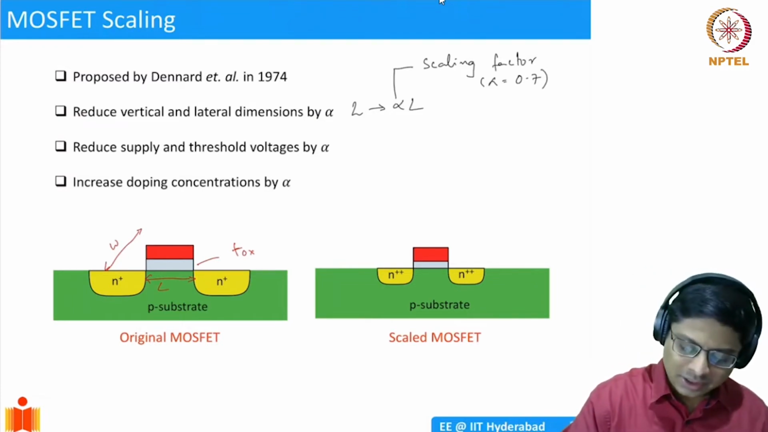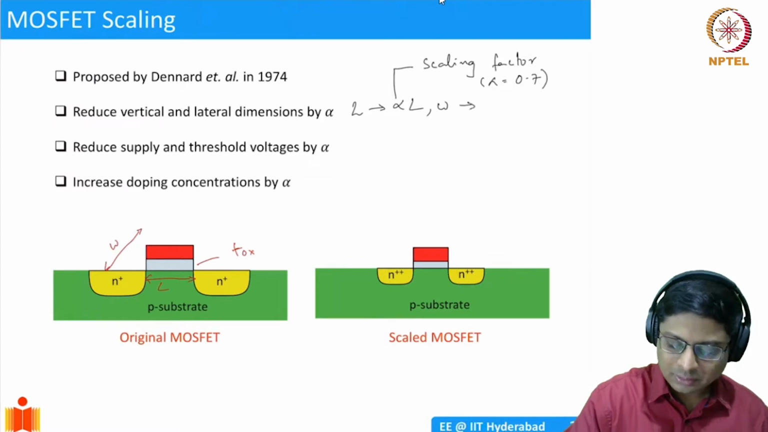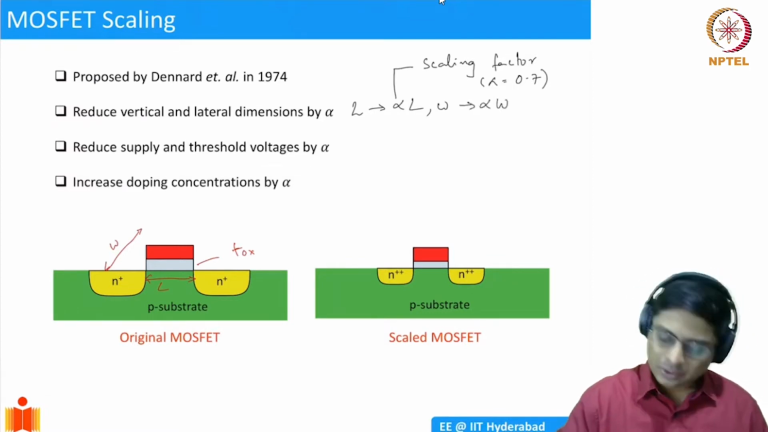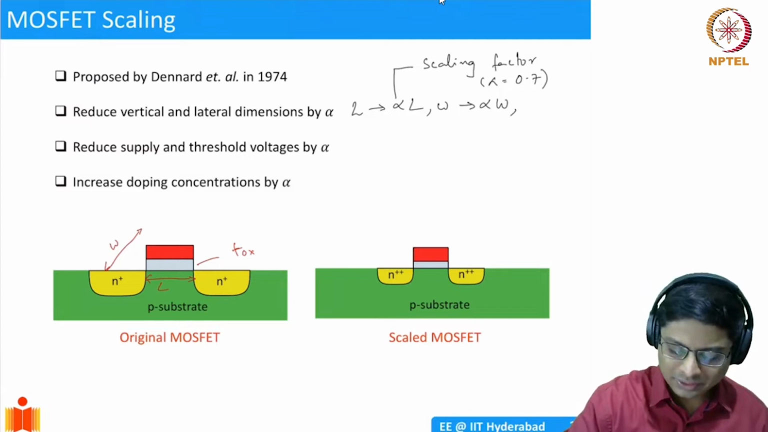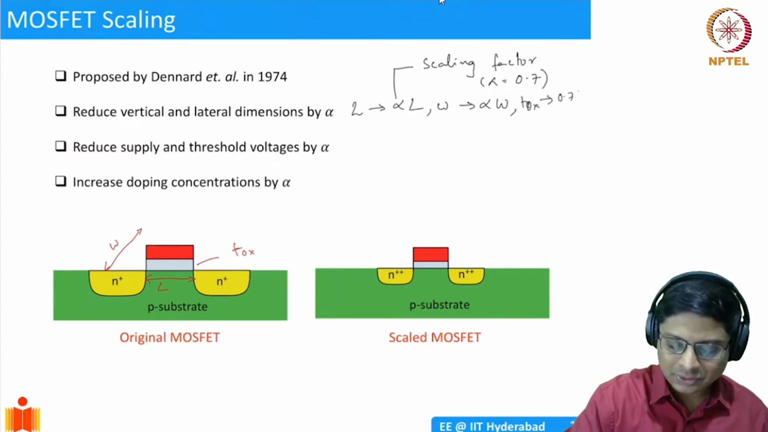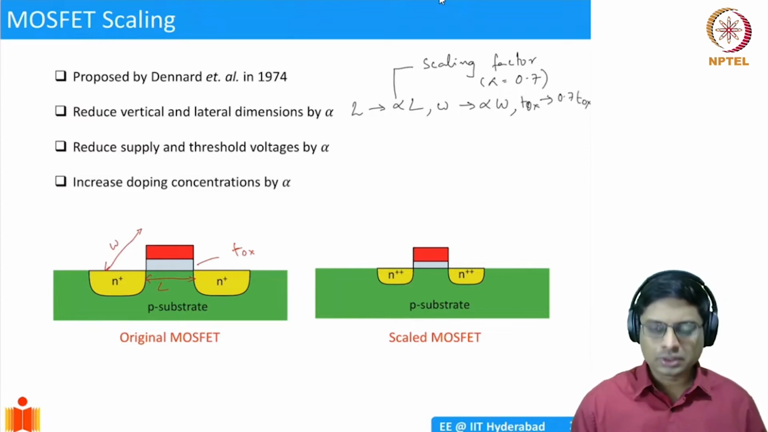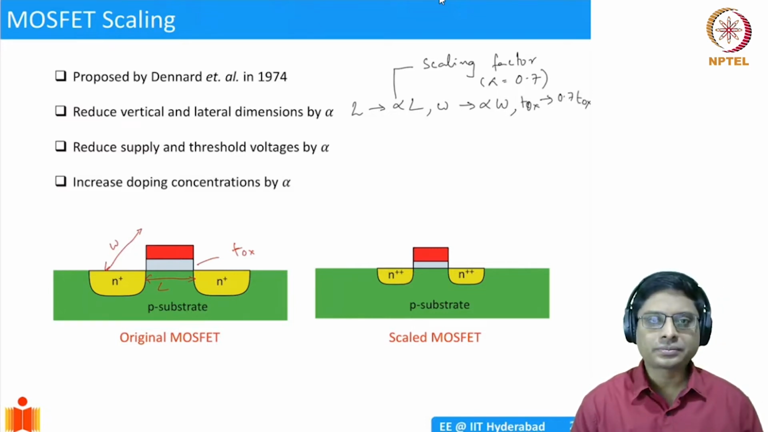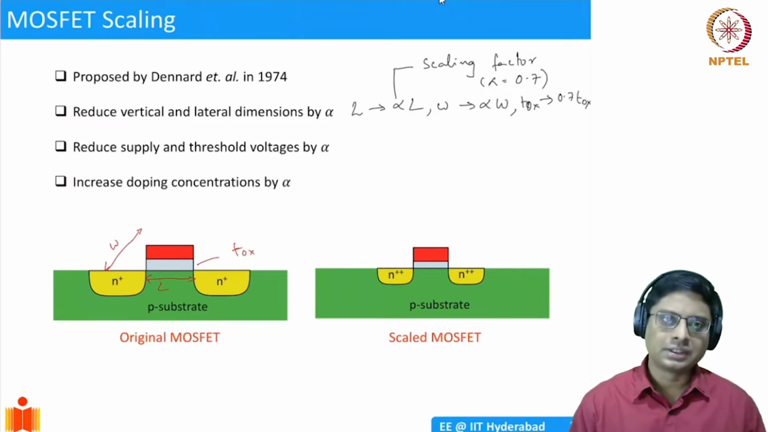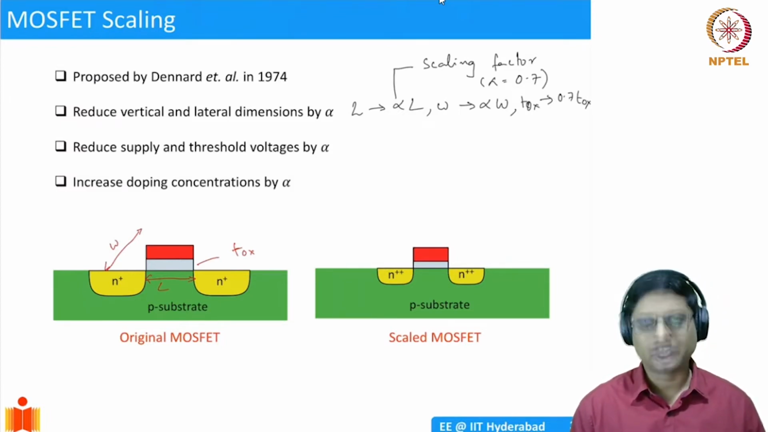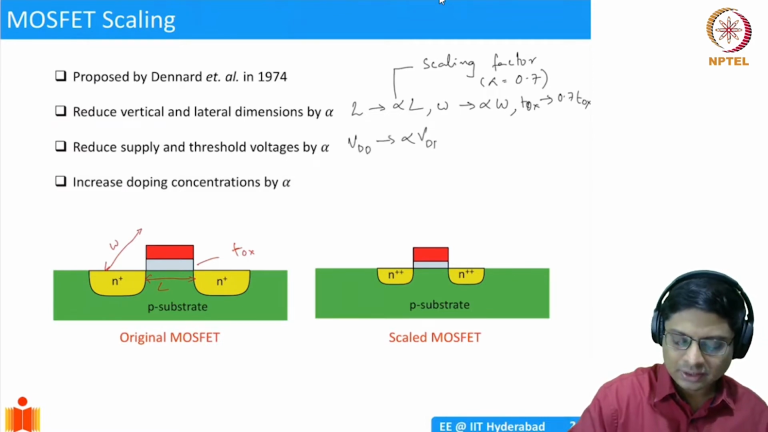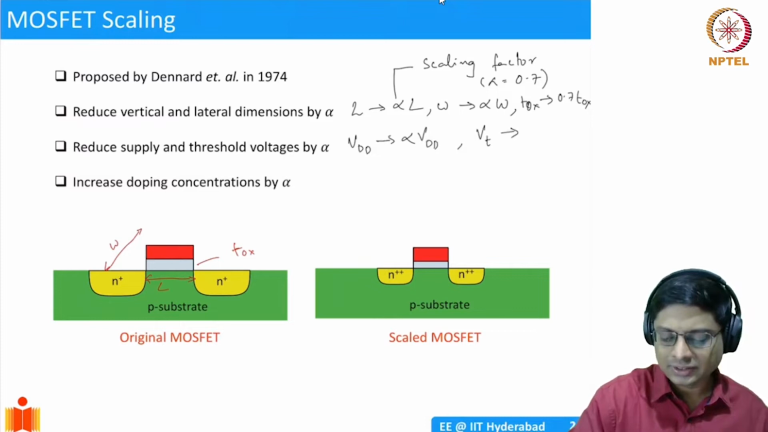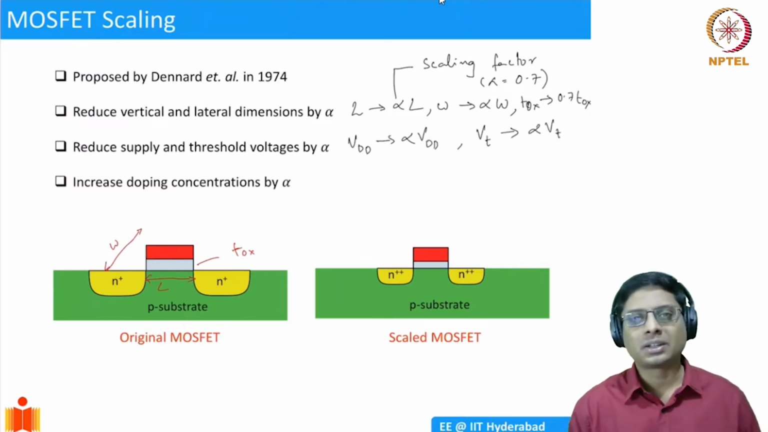Okay. Similarly, I would also reduce width by the same scaling factor. And also the thickness and so on. So all the lateral and the vertical dimensions, for example, Tox is a vertical dimension. So I'll make Tox as 0.7 times Tox. Right. So I'll do this sort of a scaling. Along with that, I will also scale my supply voltages. For example, the power supply VDD and the threshold voltage. So VDD, I'll scale it as alpha times VDD. And let's say VT, I'll scale it as alpha times VT. So I'll reduce my supply voltages and the threshold voltage.